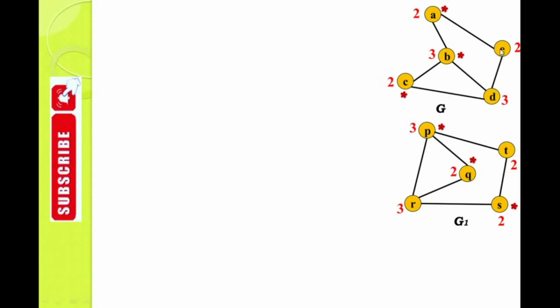Two remaining vertices are there. We have to verify this. The ones we marked with a star have already been mapped.